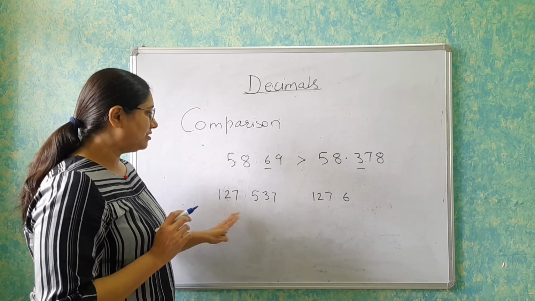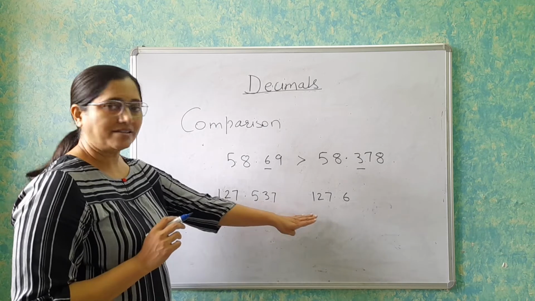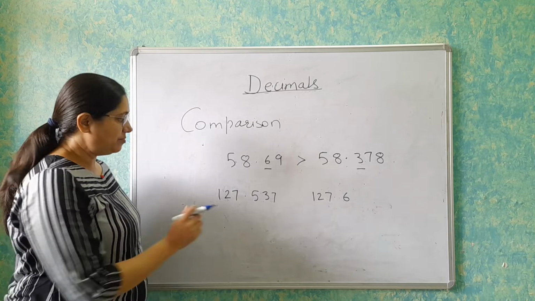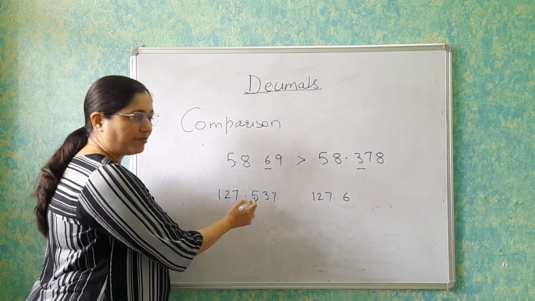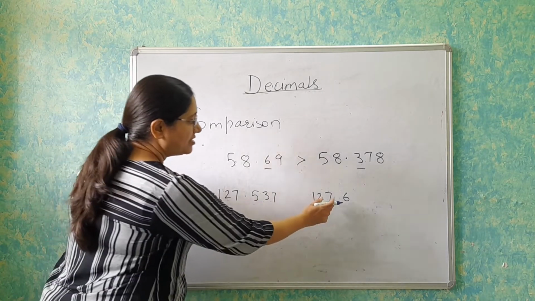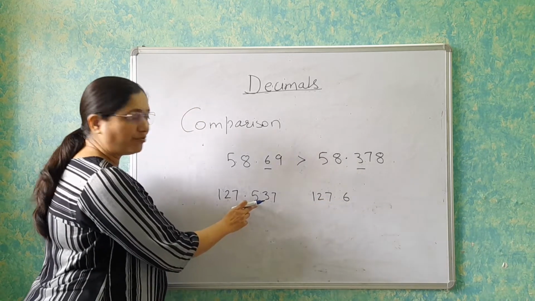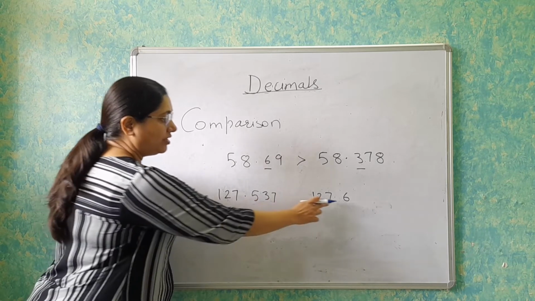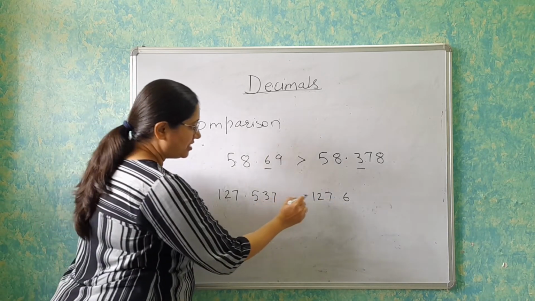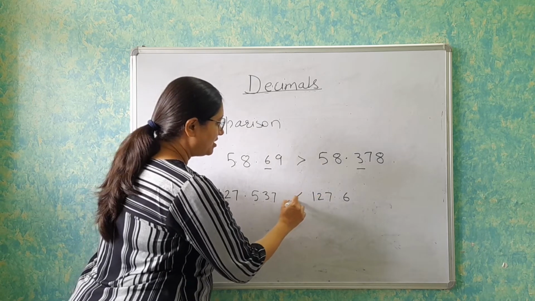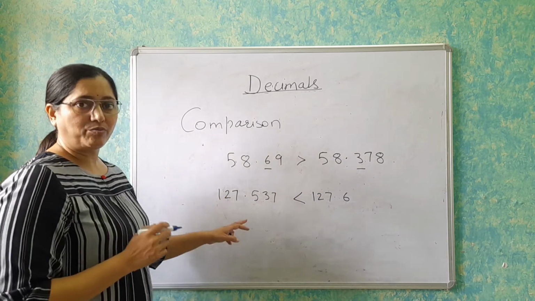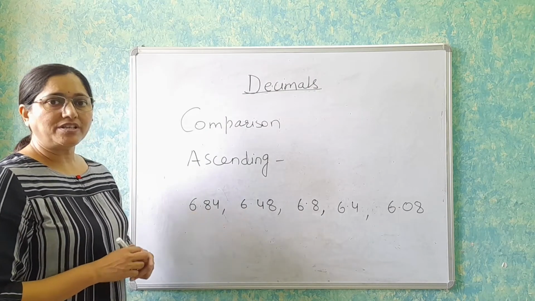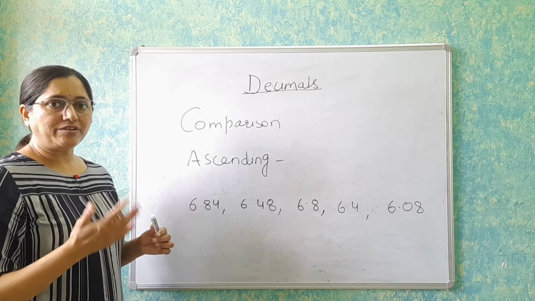You don't have to compare the whole number part because whole numbers are same, 127. Then look for the digits on the decimal part. After decimal point, 5 is at tenth position and 6 is at tenth position. This is not 537, this is 537. But 5 is smaller than 6. So we can say that 127.6 is greater than 127.537.